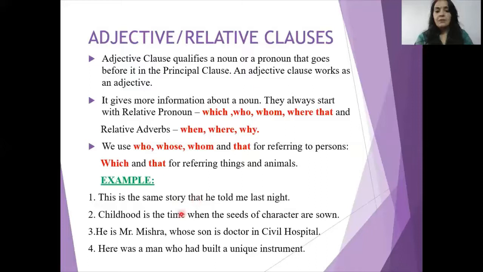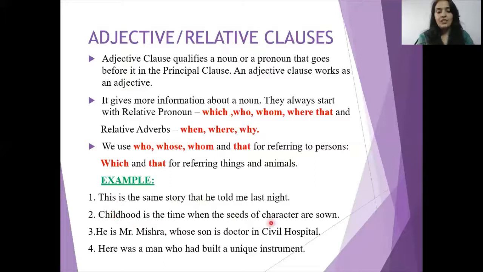Childhood is the time when the seeds of character are sown. Childhood is the noun here, and we are talking that seeds of character are sown. So this is qualifying this noun, childhood, telling the quality of the noun.